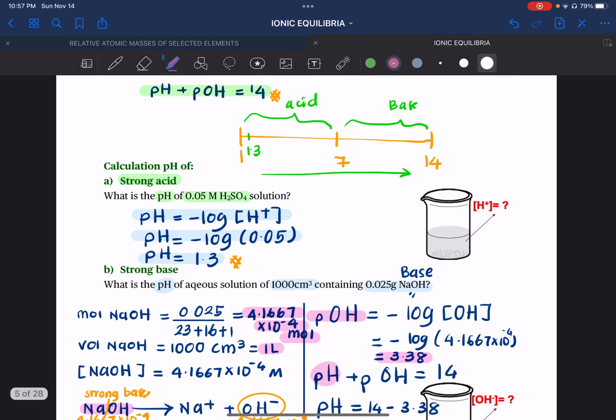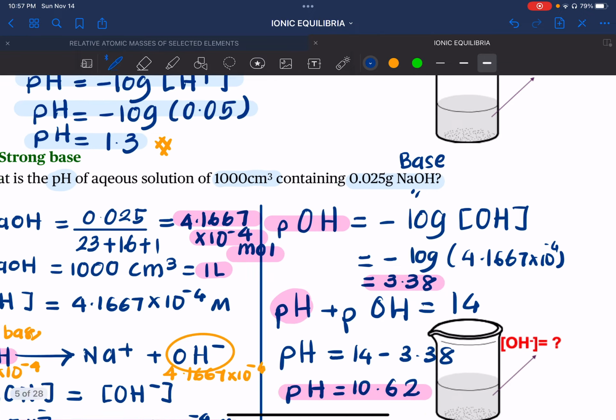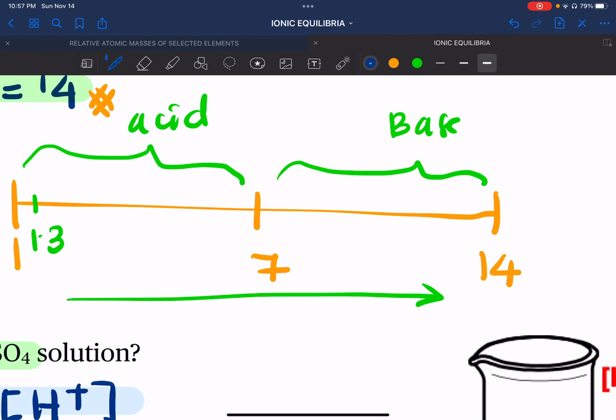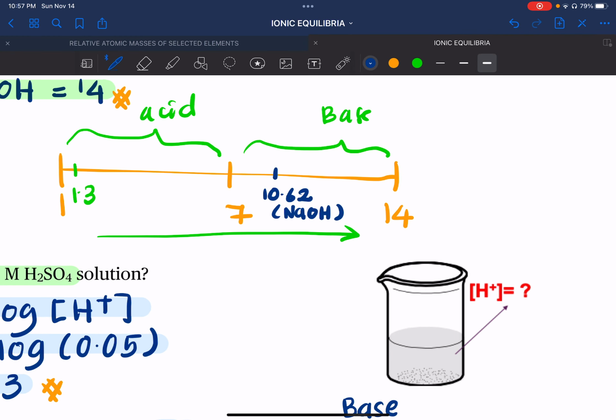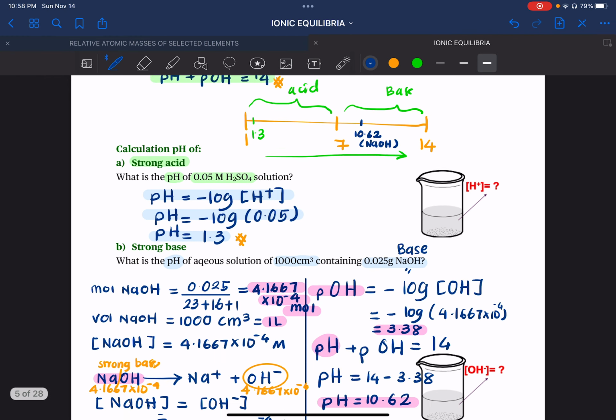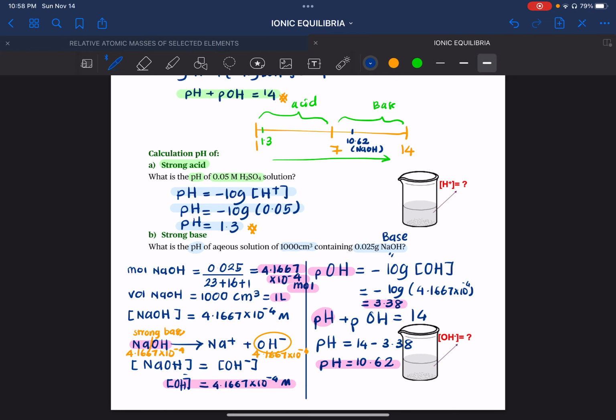So logik lah kalau kita tengok skala dekat sini, berapa tadi? 10.62 kan? Sekitar sini, for example. So betul lah sebab sodium hydroxide adalah base. So dia sepatutnya berada in the range between 7 and 14. Okay, so very simple.